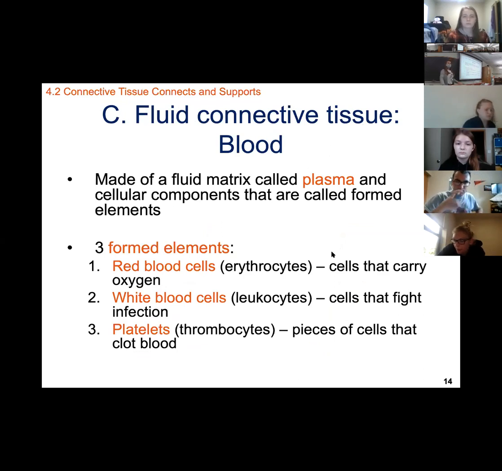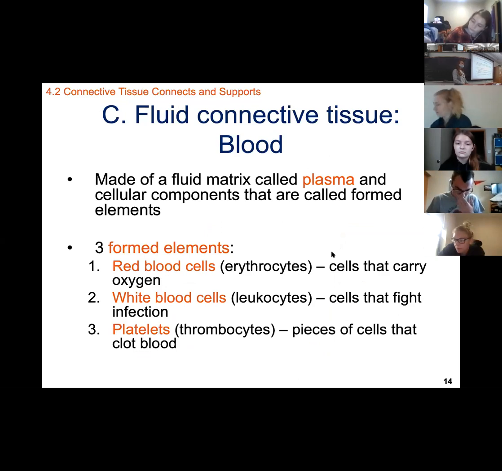Now we are on to that third part of the connective tissue. This is the blood, the fluid connective tissue. Remember, we have blood and we have lymph. Blood has red blood cells, white blood cells, and platelets. It is made up of a fluid matrix called the plasma, and this has cellular components that are called formed elements. Maybe you have someone in your friend group, or maybe you have, who has donated plasma before. It's fairly common.